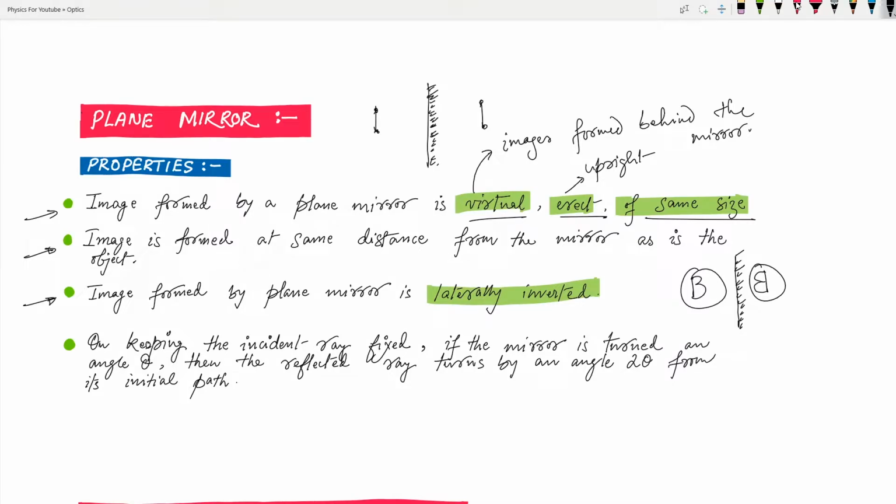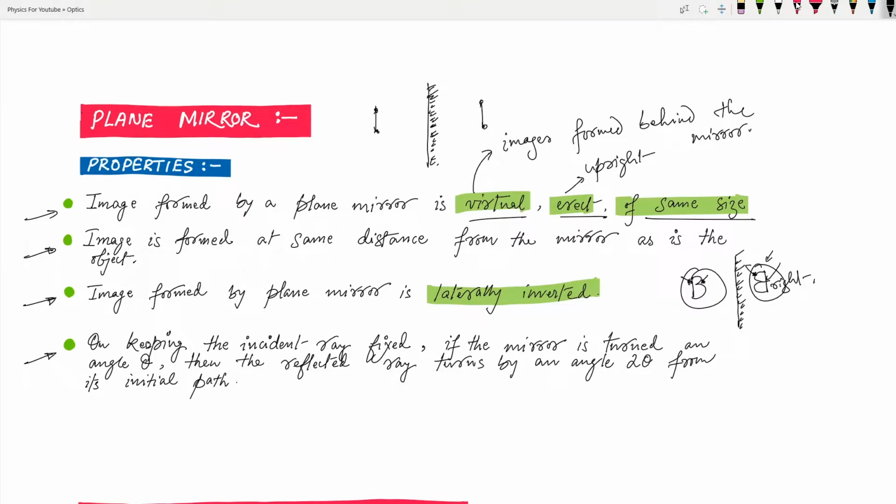Look at this side, this is the right side of B, this is the left side of B, but in the image this side became left and this side became right. So the right side became left and the left side became right. This is known as lateral inversion. I hope this is clear, the simplest way I can put it. Okay, so now let's move on to our fourth point.